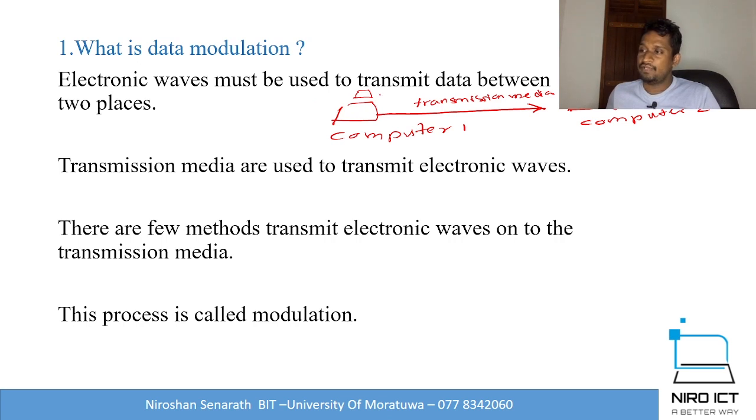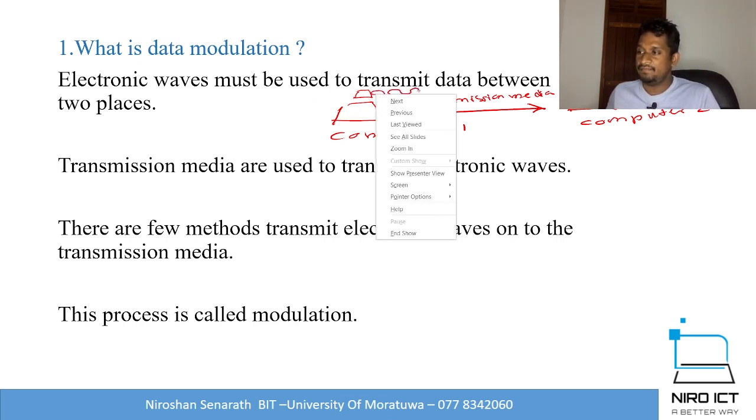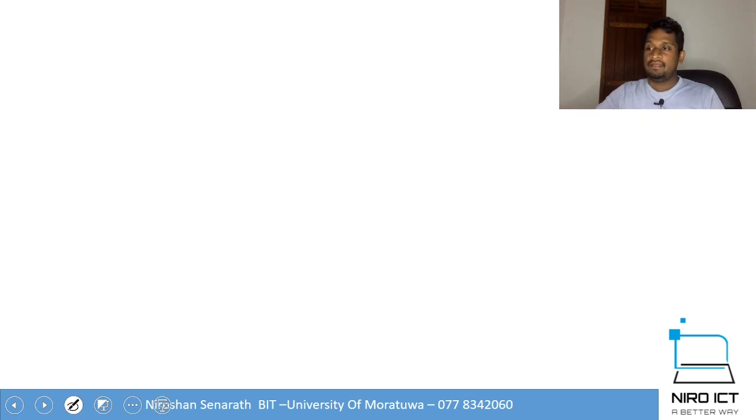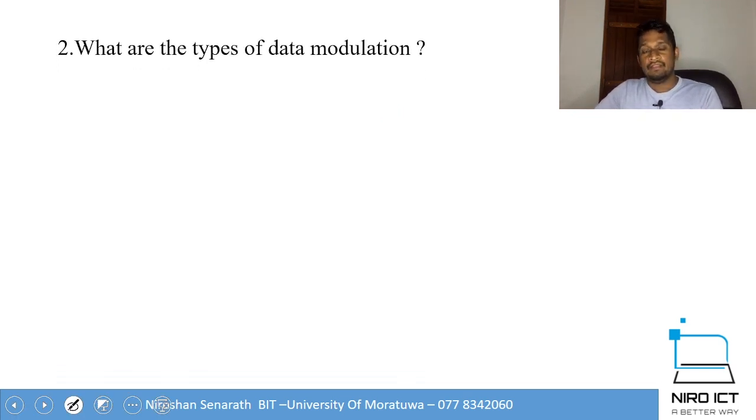We know we have to convert this digital data into a signal. After creating the signal, we direct this signal into the transmission media. Here, it is better to know about the data modulation part. So I'll teach you, don't worry. Right? So here, what are the types of data modulation?